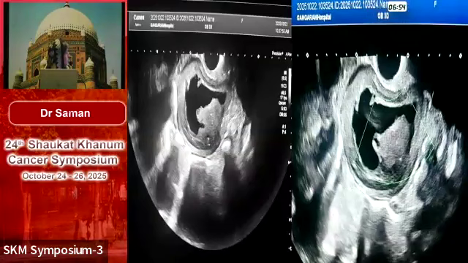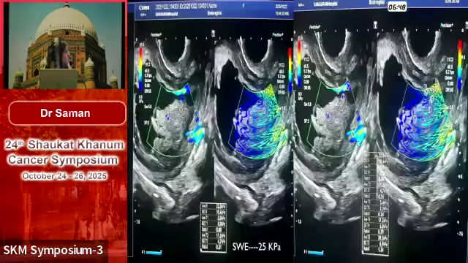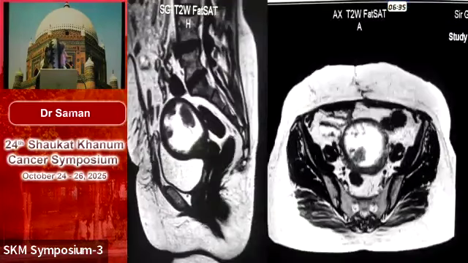Another patient with postmenopausal bleeding, significantly thickened endometrium with cystic areas and a soft tissue component. Again, we did shear wave elastography. The value in this case surprisingly turned out to be 25. However, since this was heterogeneous, that obviously affected this value, and it was confirmed on MRI and histopathology to be a case of endometrial cancer.